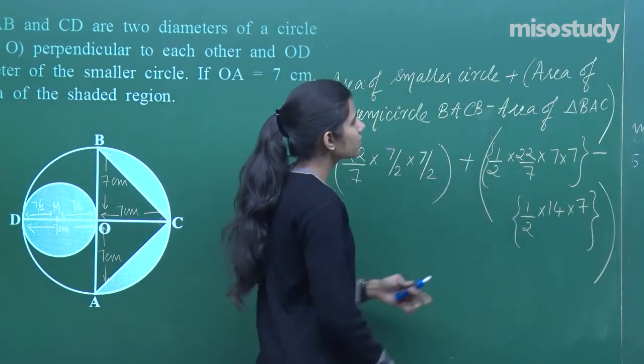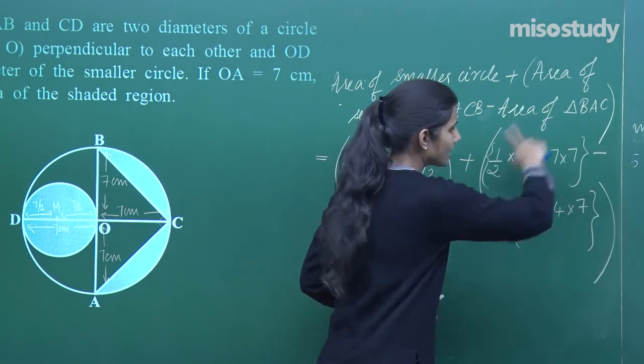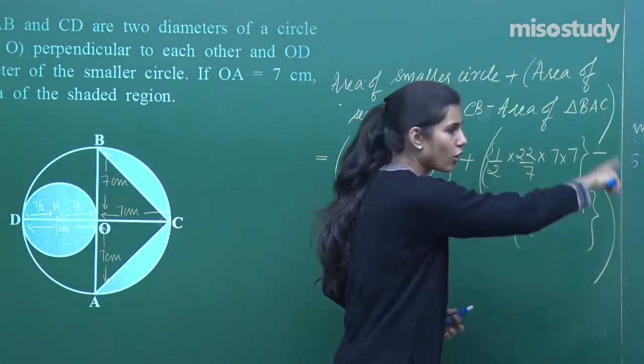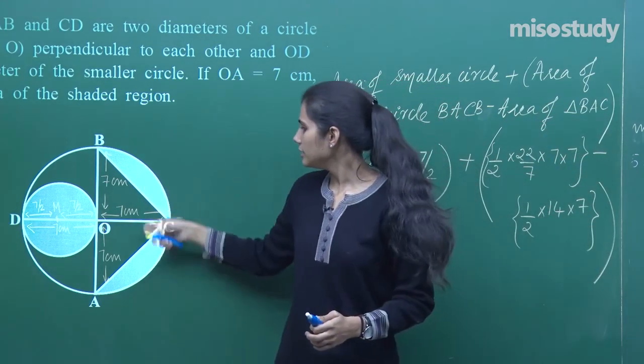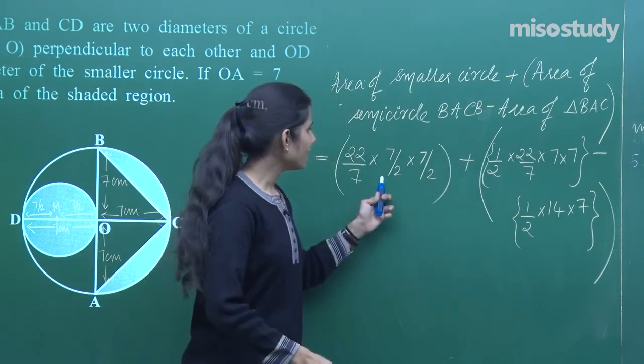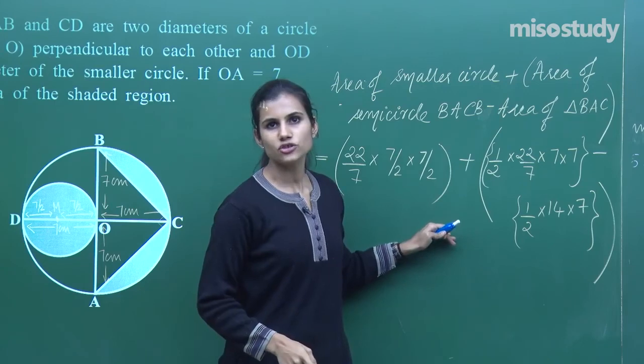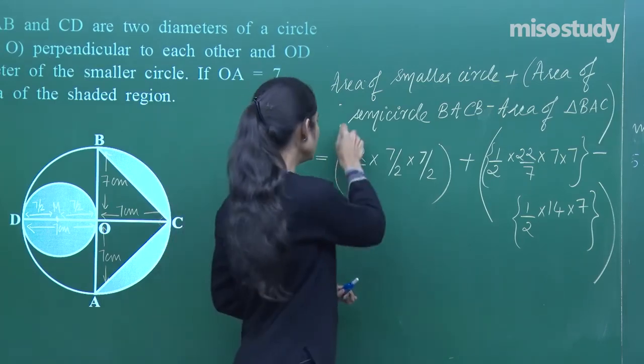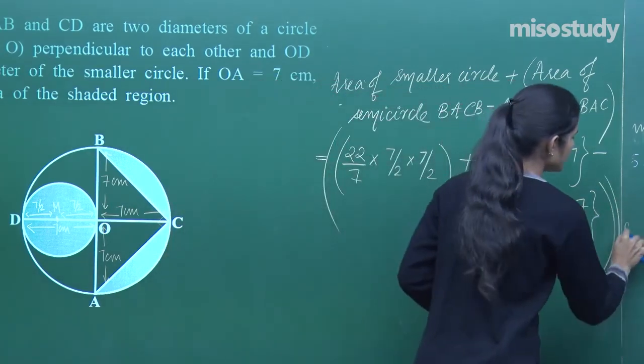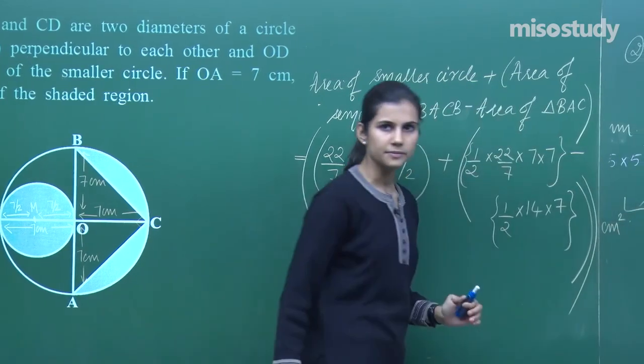From the area of the semicircle, you remove the area of the triangle. This much portion of the computation is the area of this shaded portion. In that you have added the area of the circle, and the number that you get is the area of the complete shaded portion. So this much centimeter square is the answer.